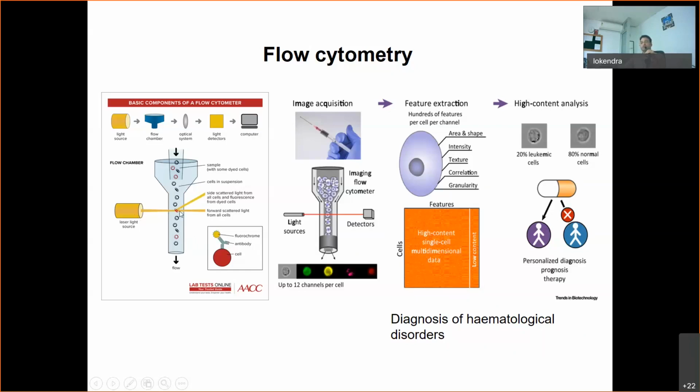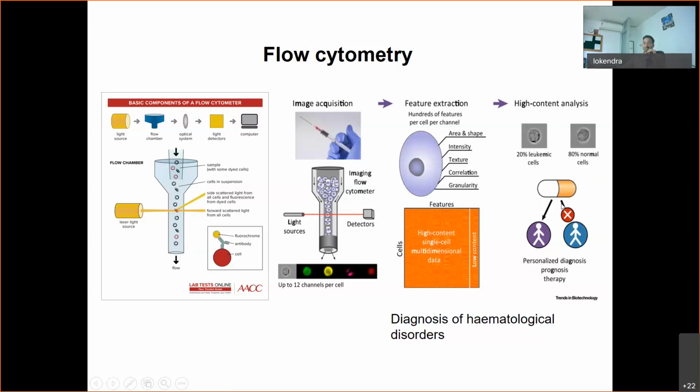If we want to measure other properties also, like area, intensity, or complexity, that can also be measured. This is one example: the analysis of a leukemic patient in which 20% of the cells have some deformity in their structure and 80% of the cells are normal.